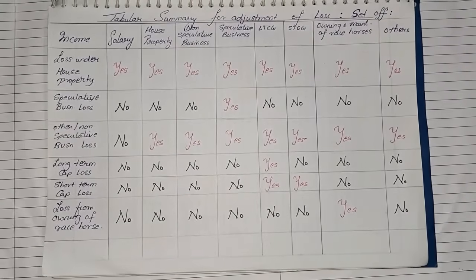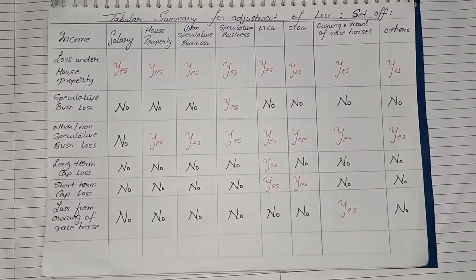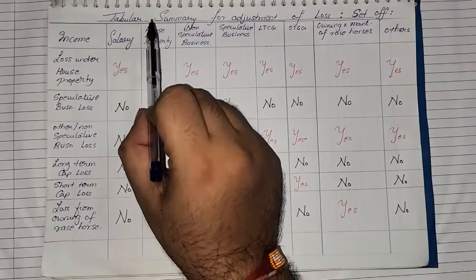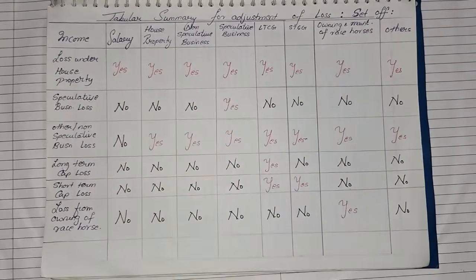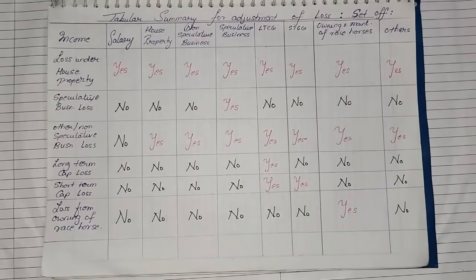Okay, now before we solve a sum based on carry forward and set off, there is this one table that needs to be very well understood. Now very simple, the table shows a summary for adjustment of loss. Now this is basically what you need to learn if you have to understand the meaning of set off and carry forward. Just remember one thing, that set off means a condition whereby you can set off your losses with your profit.